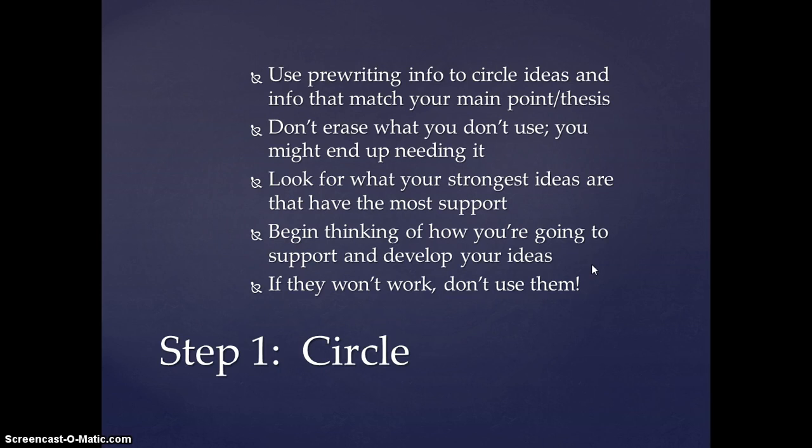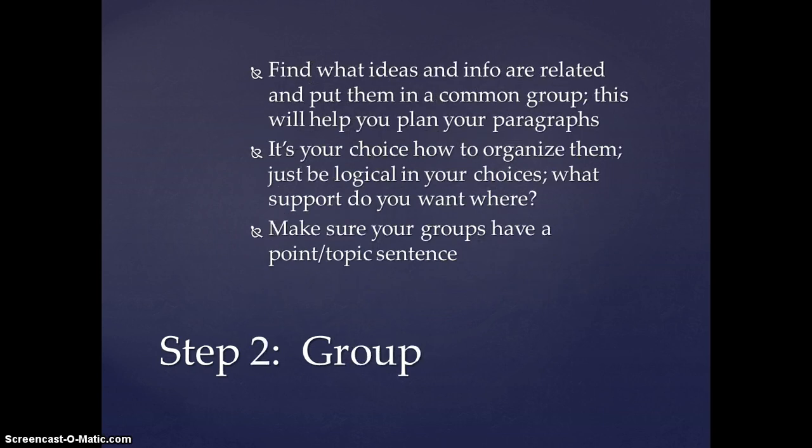Let me start over and find a new idea. All right, so step 2, after you've circled some things and tried to find some hierarchy within them, you want to group common ideas and information together. And this is how you're going to form your paragraphs, because you want a main idea in each paragraph, which is your topic sentence, but then you need ideas and information and support in order to develop that topic sentence. Again, that's how you get a paragraph.